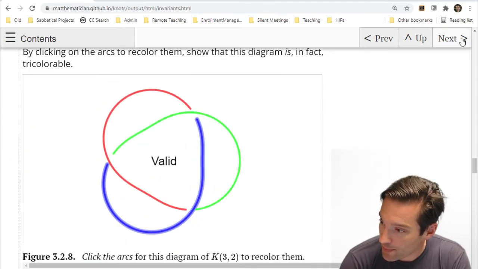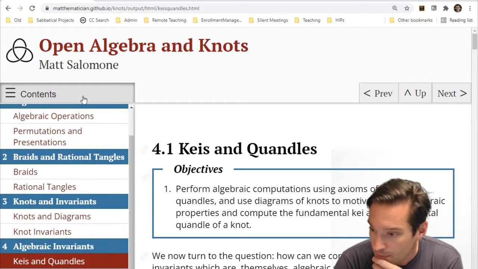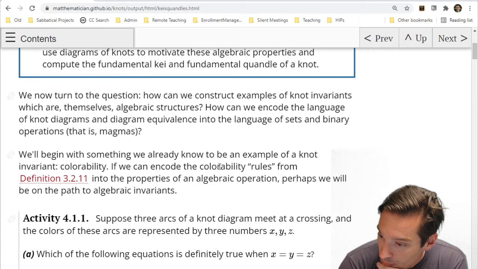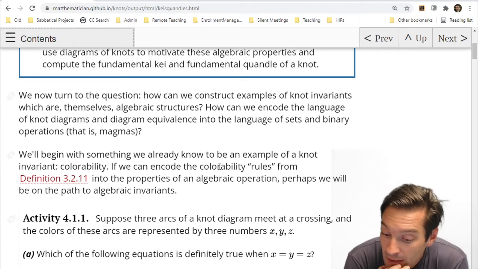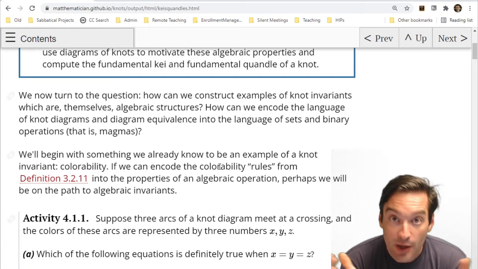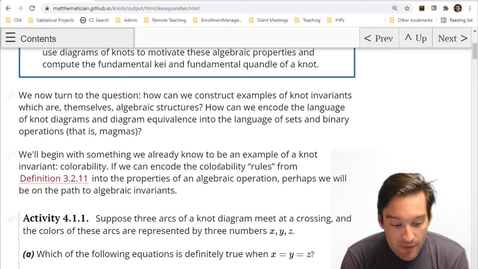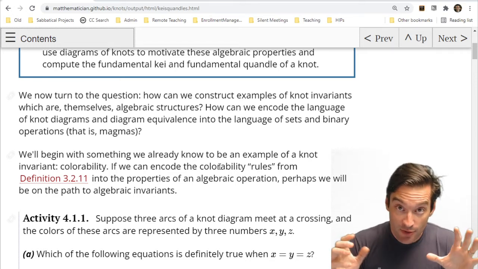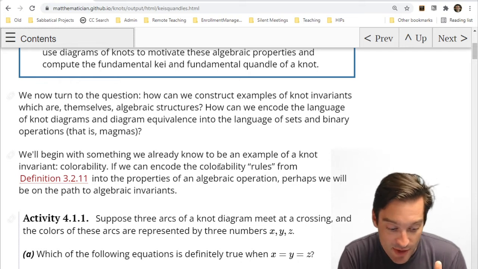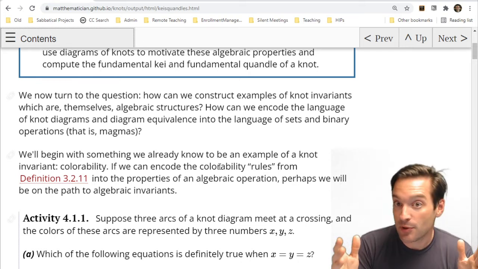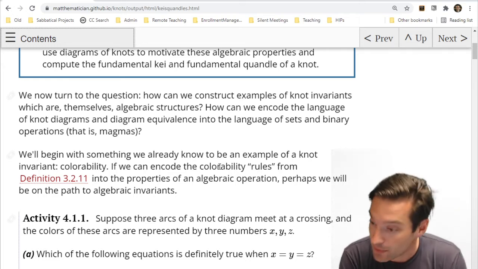So here's where we pick up the story. What we want, ultimately, is a way to write down an equation in three unknowns. Let's call them X, Y, and Z. We're going to think of these unknowns as the colors of the arcs that come together at a given crossing in a knot diagram. So maybe X, Y, and Z take values in the set red, green, blue, or maybe they take values in a set that has 5 colors in it or 10 colors or something.